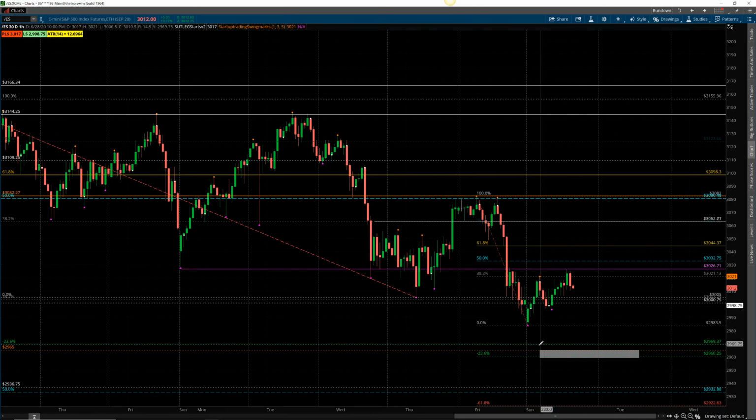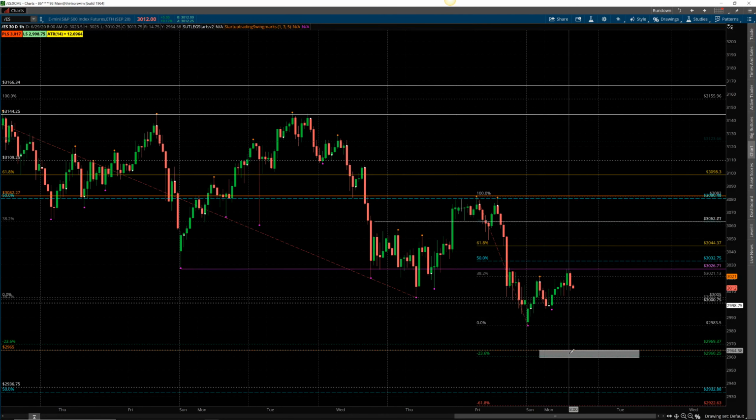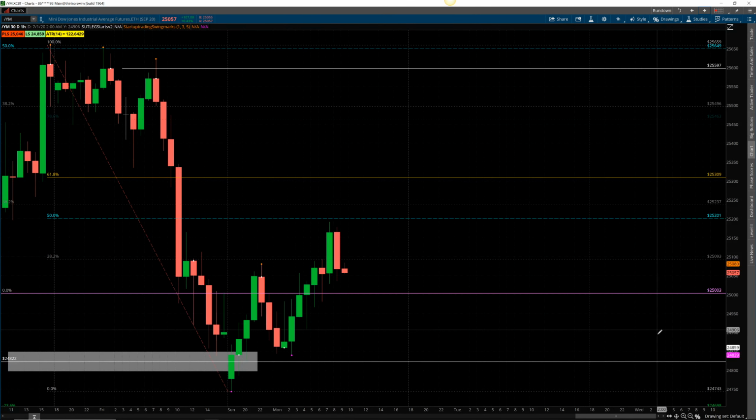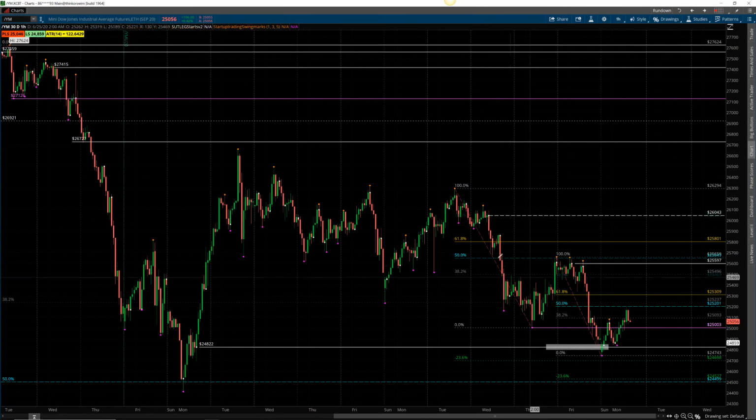And what that would be is a completion of this untested level. So between 2969 and 2960 is where I would see, if we did trade lower, a potential reversal to play out here for the S&P 500. Moving on to the Dow, which has come closest to its full 50% retracement.